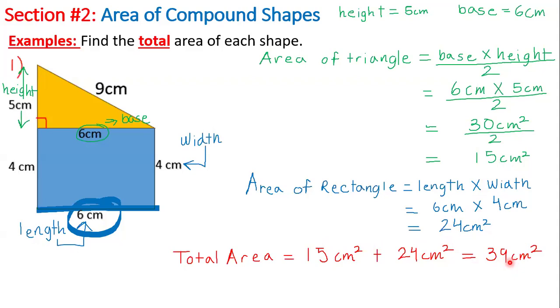I have a question. Go ahead. For the rectangle, both sides are 4 centimeters. What if one side was 4 centimeters and the other side was a different number? Oh, no, they will always be the same, because that's the feature of a rectangle. Two opposite sides are always equal for a rectangle. So yeah, they will always be the same.